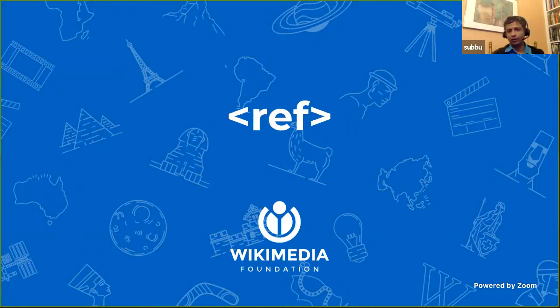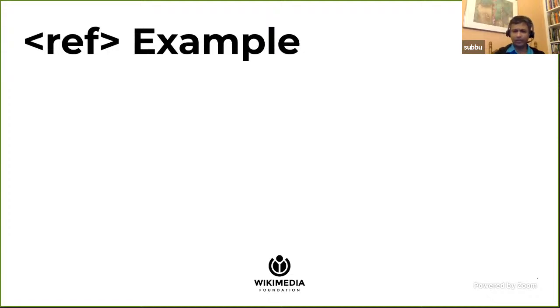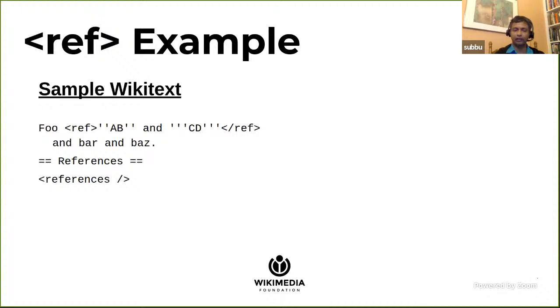Let's look at a more involved example, a ref tag. You might all know what a ref tag does, but it's useful to go over an example because it's helpful in looking at the implementation. So here is a simple sample wikitext. This is a single ref tag, which, as we said earlier, wraps some wikitext. In this case, it uses some italics and bold of some content. And in the end, the references section over here is where you get the references.